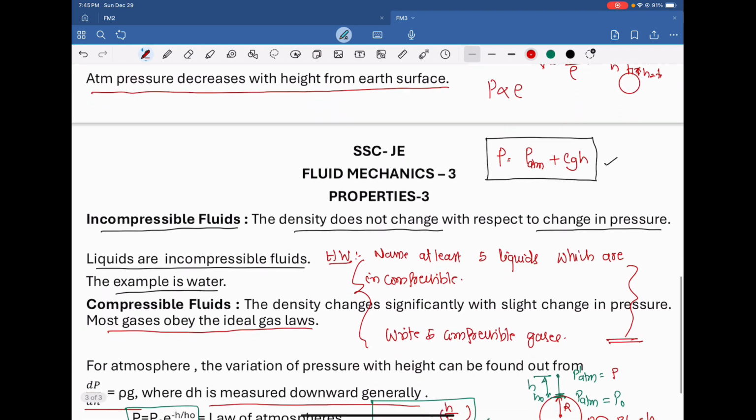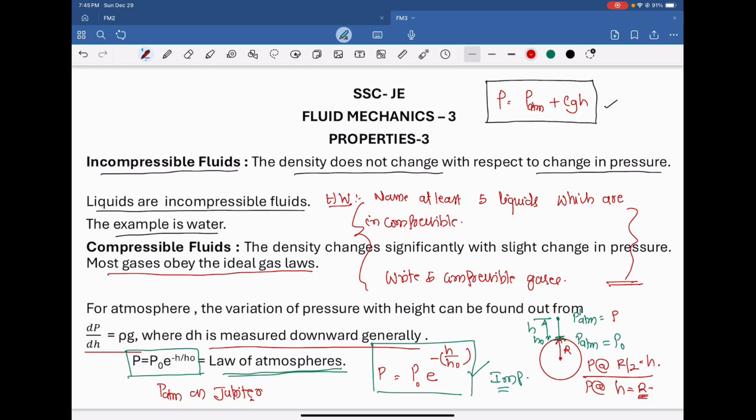P at H is equal to R by 2. P at H is equal to R. That means you are going above the Earth's surface to a height equal to the radius of the Earth. That also you find out. And you try to find out P atmosphere on Jupiter, and find the same values for P at R by 2 and P at H is equal to R. Try to do these exercises, then you will understand the meaning of it.